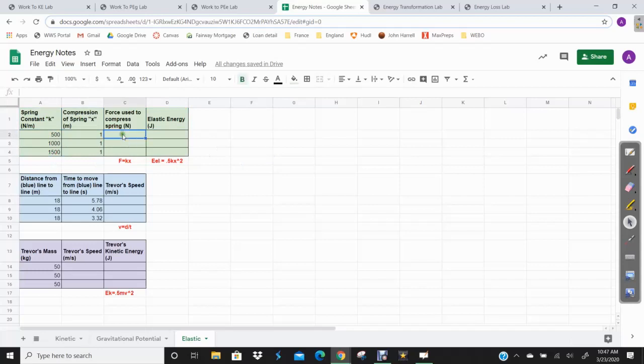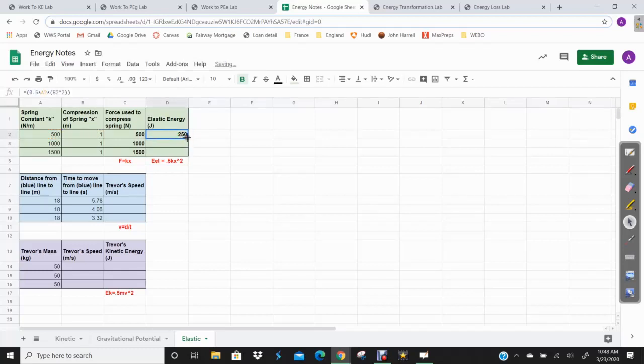So let's go ahead and do that. Force is equal to spring constant times the stretch or compression of the spring, okay? These should be very simple calculations here. So the force that's used, 500 newtons, 1,000 newtons, 1,500 newtons. Now to calculate the elastic energy that's stored in the spring, we're going to do 1/2, so 0.5, times the spring constant, times the stretch or compression, in this case, squared.